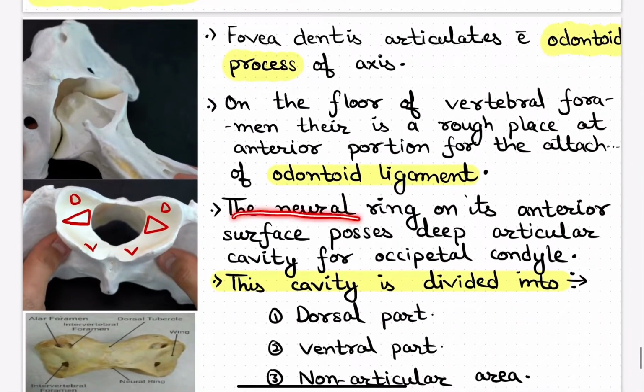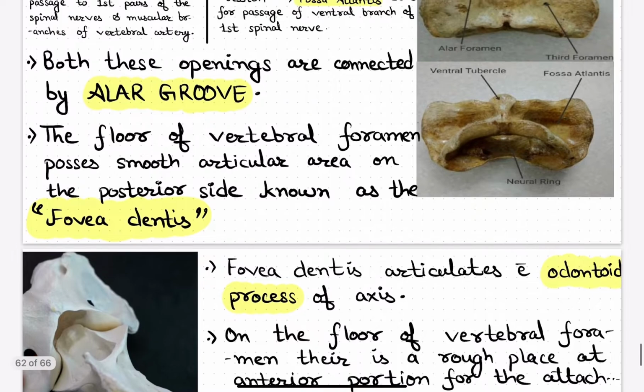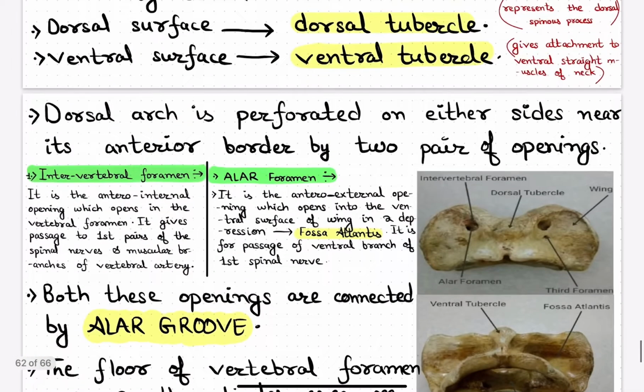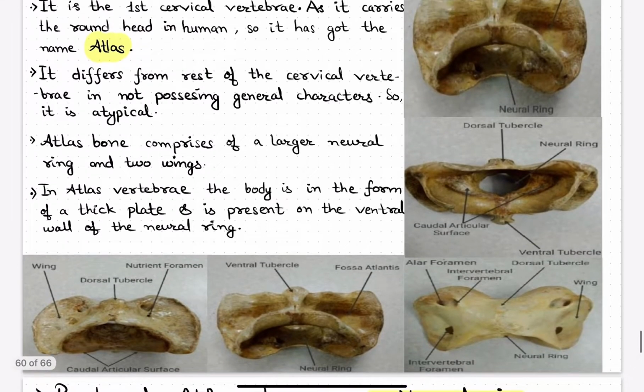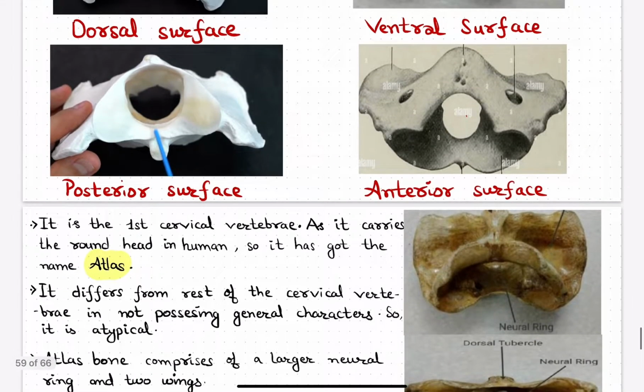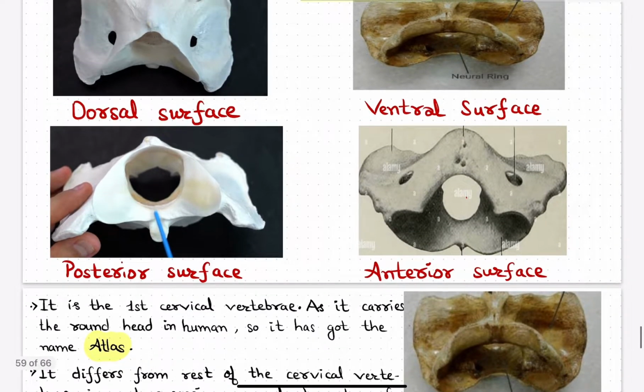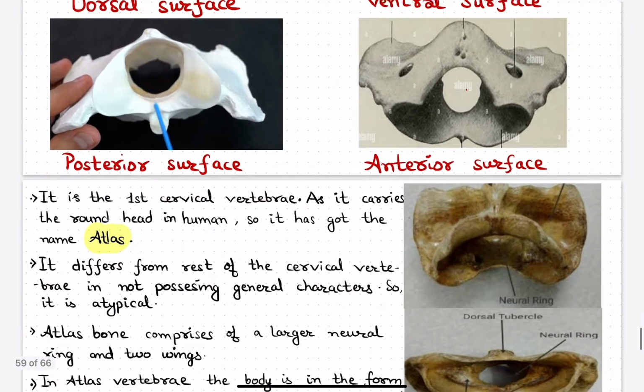Now the neural ring on its anterior surface possesses a deep articular cavity for the occipital condyle. Now what is it saying? It is saying that there are certain surfaces on the posterior region. On which region? Sorry, anterior region. This is the anterior region, and in this anterior region there are occipital condyles which get joined.